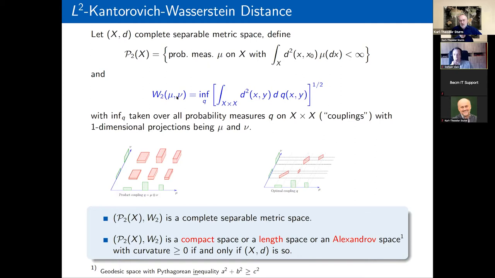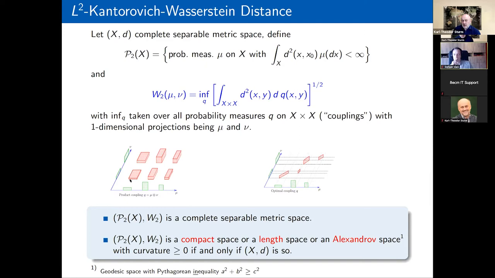We consider the minimal L2 norm of a distance function, where we integrate this distance function with respect to a measure on the product space, which we call a coupling. And a coupling is any measure on the product space such that its marginals coincide with the given measures mu and nu. So if this is our measure mu and this is the measure nu, we ask for a measure on the product space such that the projection to the first coordinate gives mu and the projection to the second coordinate gives nu. And a typical example is the product measure.